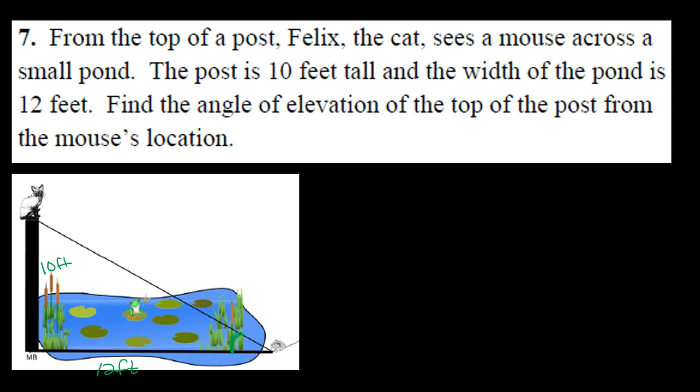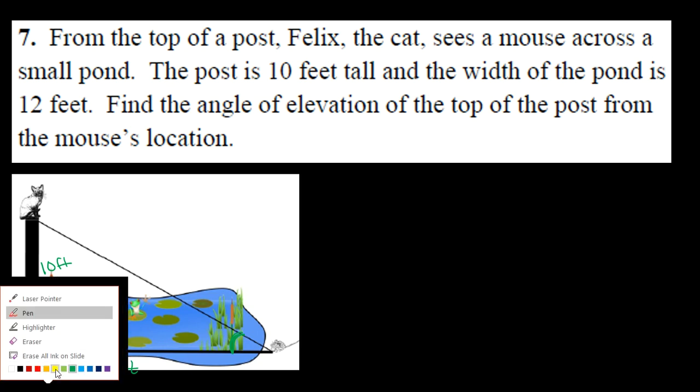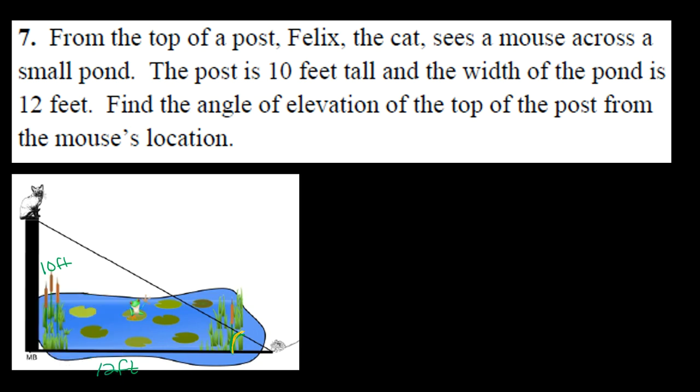That's kind of hard to see. Let's see if we can switch out a color right quick. So this angle is the elevation. It's always the inside. So this is what we're trying to find. So we are given opposite over adjacent. So opposite over adjacent is tangent. So the tangent of some angle measurement is equal to 10 over 12.